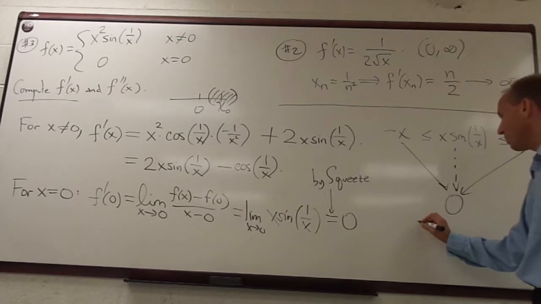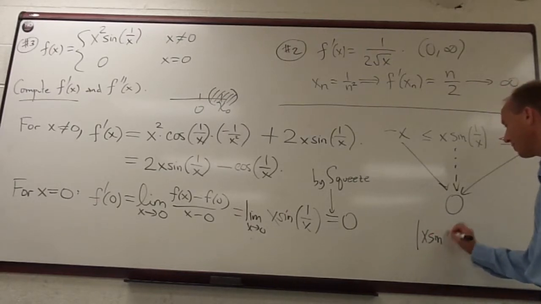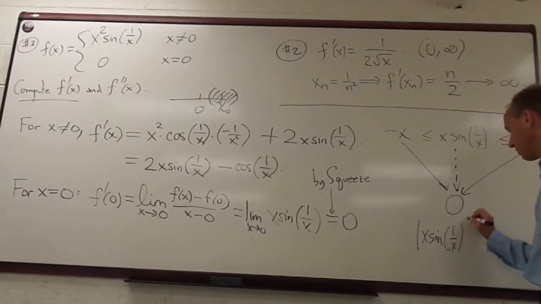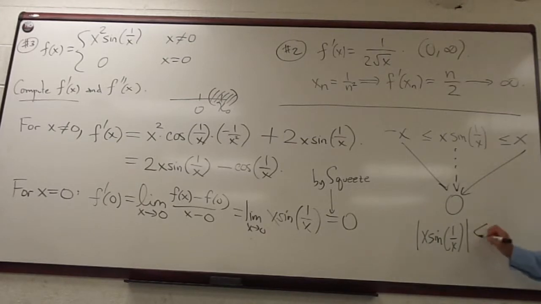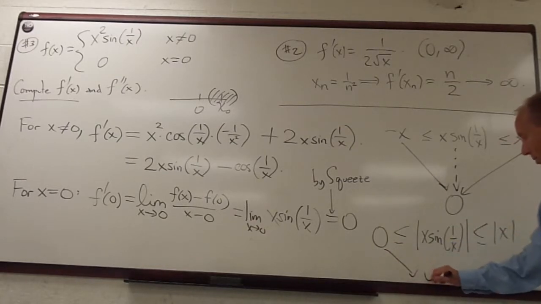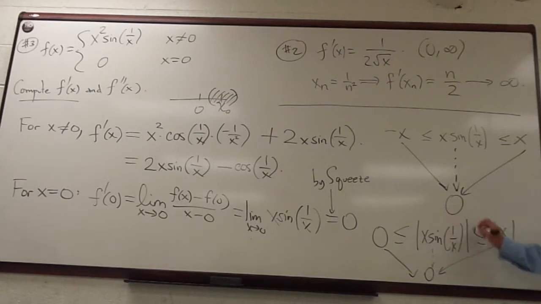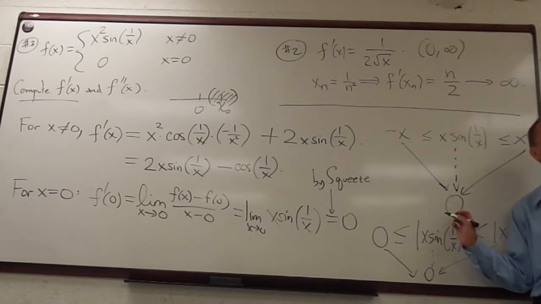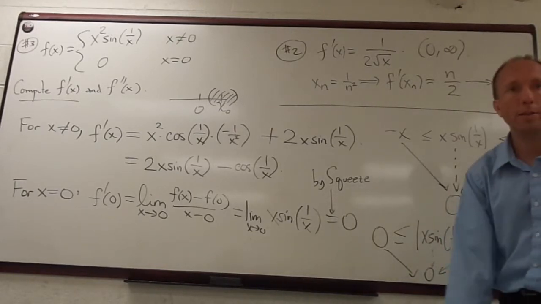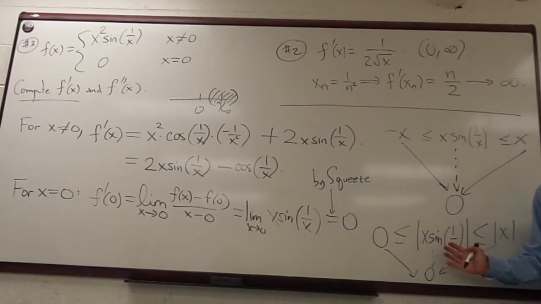Another way to do it would be to look at the absolute value of this. Notice that it's less than or equal to the absolute value of x, but obviously it's at least 0. And so you've got this going to 0. This one clearly goes to 0. Therefore, the absolute value of the function converges to 0. And I think you did prove in a homework assignment that that means the function itself converges to 0.